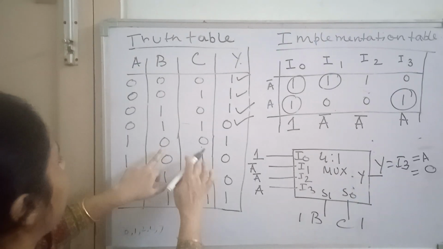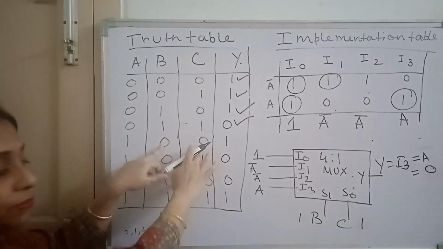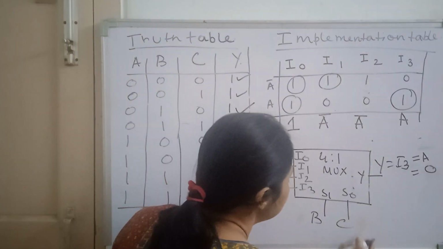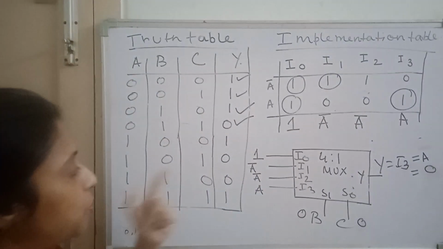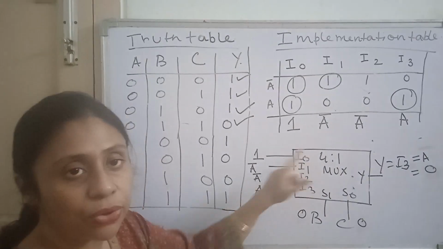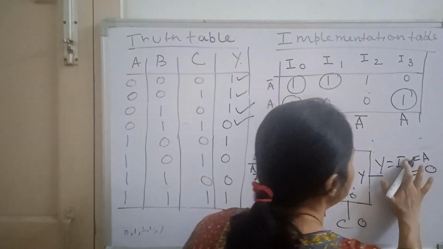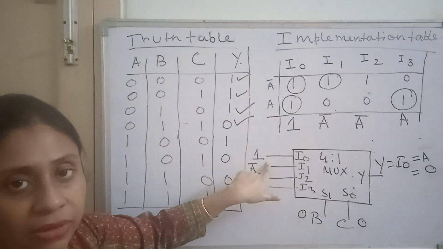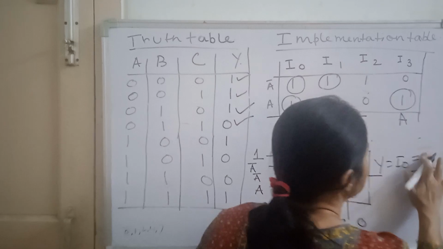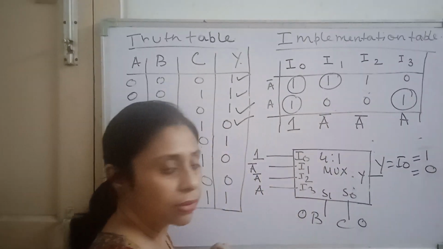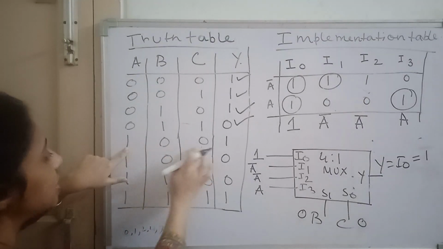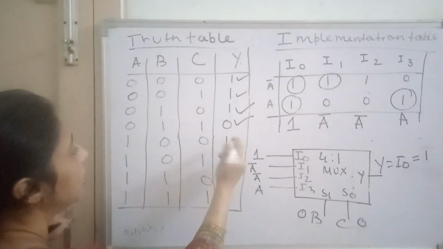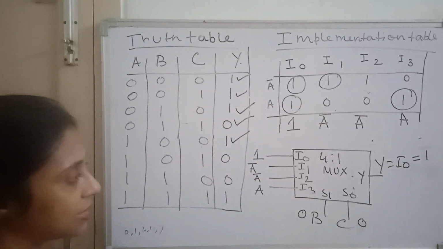Again BC are 0, 0. As BC are 0, 0, which one input should be selected? I0. So, output is I0. Now, what is connected to I0? Logic 1. So, the output is 1. For 1, 0, 0, we have got output 1 and here also the output is 1. So, it is checked.